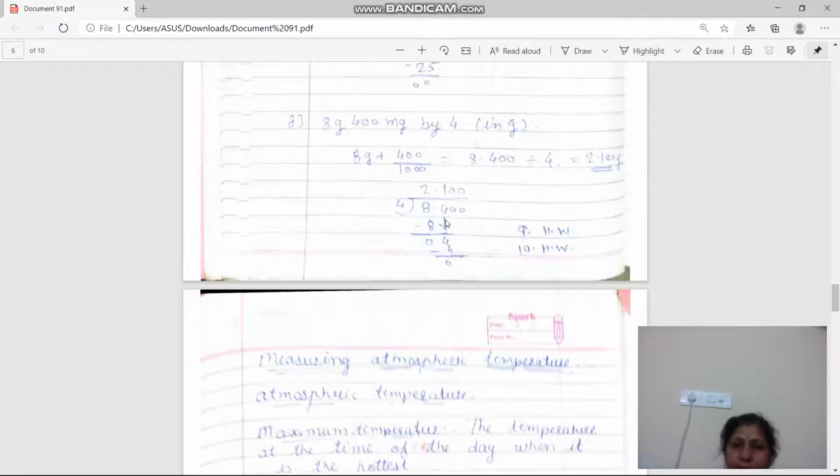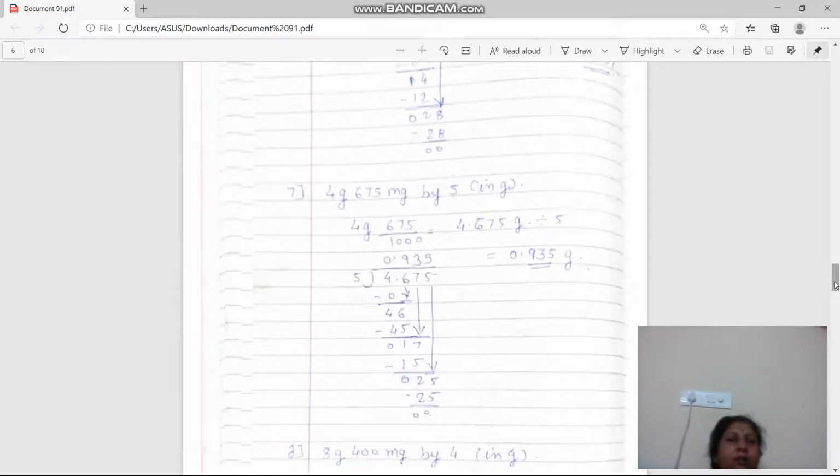So before taking 4, we have to give here decimal, right? Now take 4 here. 4 1s are 4. 4 minus 4, 0, and give these 2 0s here. Okay, so what will the answer be here? 2.100 gram. Everyone understand the division? Fine. Once again I will tell you the steps.